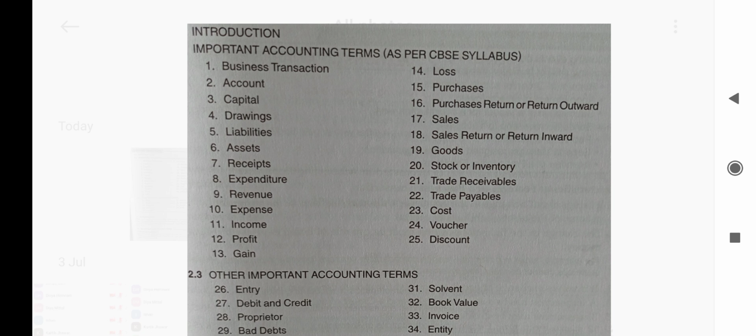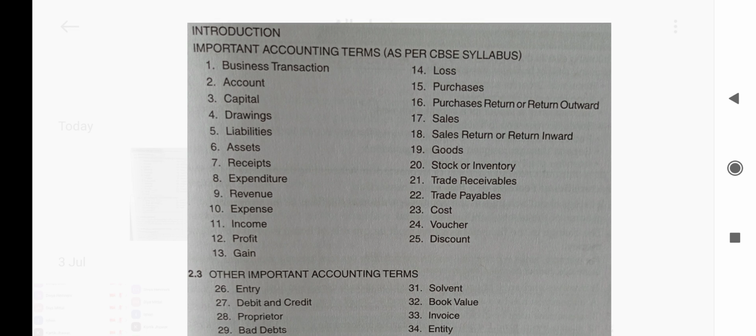The business transaction may change the financial position in terms of change in values of asset, liability, or capital. Good examples of business transactions: sale of goods, purchase of goods, payment made to suppliers, cash received from a customer, payment of expenses, etc.